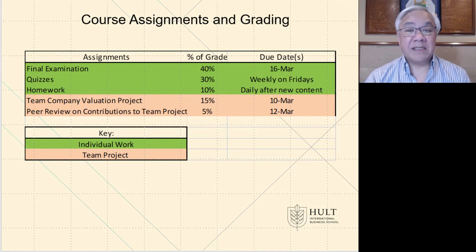The course assignments and grading are as follows. Most of the assessments here are going to be individual based. The final exam is going to be 40% of the grade on Tuesday, March 16th. We'll have quizzes once a week to cover the material covered during that week, and that's going to be on Fridays. So there'll be 3 of those. And then there's going to be homework after each class where we cover new content. So on days that we have new chapters, there will be homework following that class.